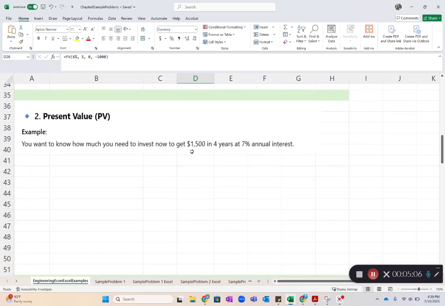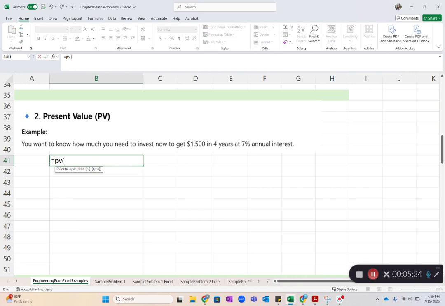Okay, so now we're going to use our present value formula. It says you want to know how much you need to invest now to get $1,500 in 4 years at 7% annual interest. Once again, I am looking for a present value, kind of the opposite of the last time. If I want $1,500 in 4 years, how much do I need to put in the bank now? So I would then use my present value formula. I'm going to do the negative inside the function. You can do it wherever you want. So that would then be at 7% interest.